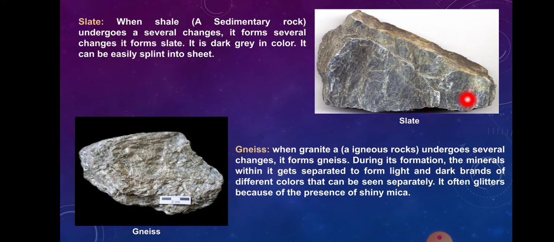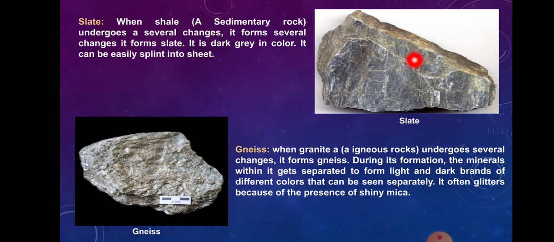This is the slate, children, you can see. It is dark gray in color. It can be easily split into sheets; they separate very easily. It is used for making writing slates in LKG, UKG. You might have used a slate, no? Those slates are made from this slate, a metamorphic rock.